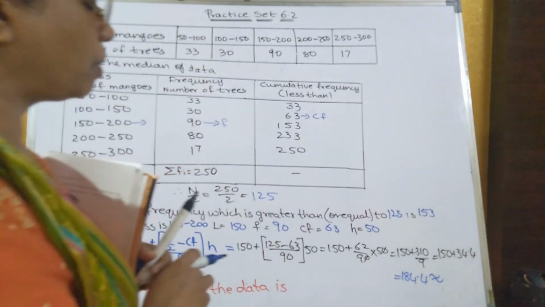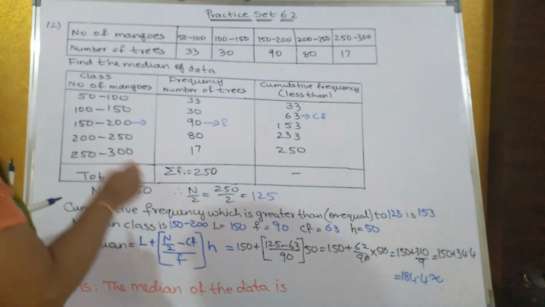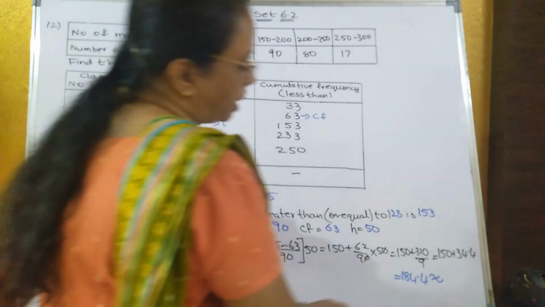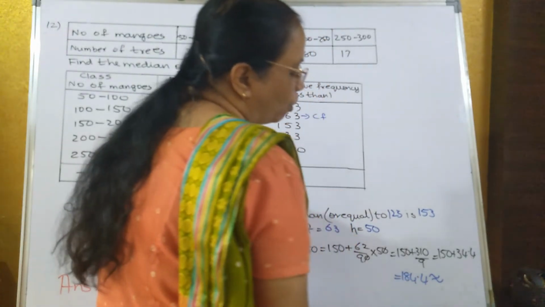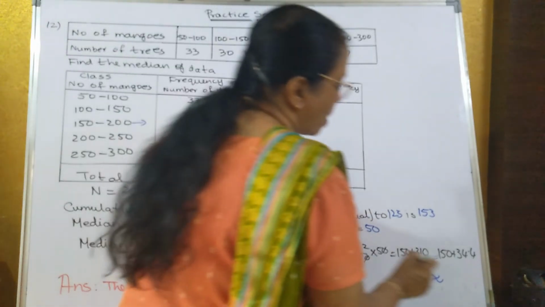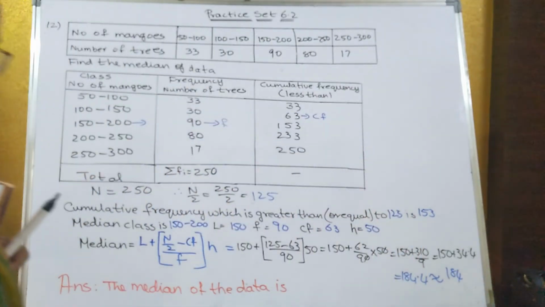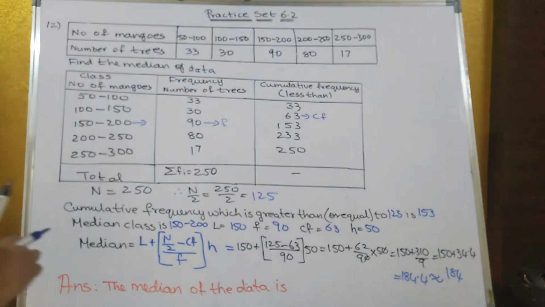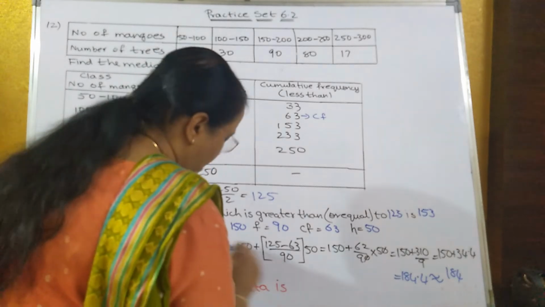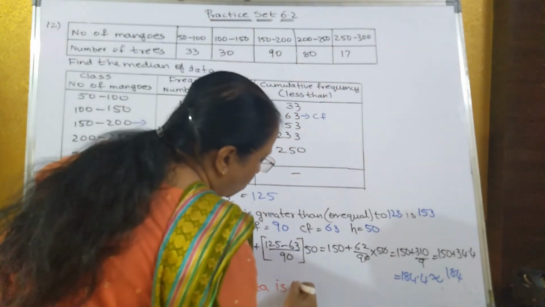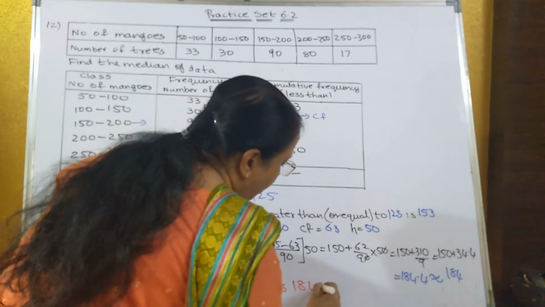Now why have we taken approximately? Mangoes cannot be in 0.4, so approximately how much will it be? Since the digit after the decimal point is 4, and 4 is smaller than 5, we keep it as 184. So the median of the data is how much? 184 mangoes.